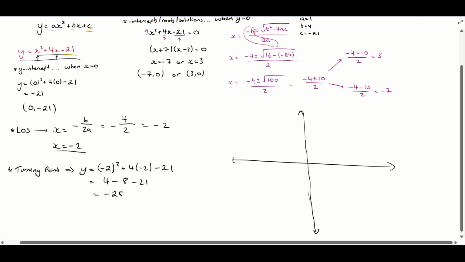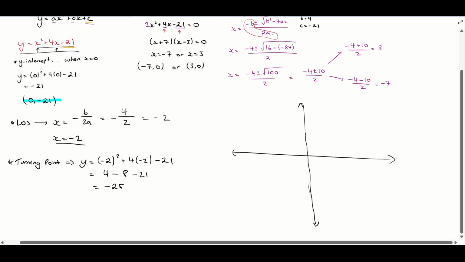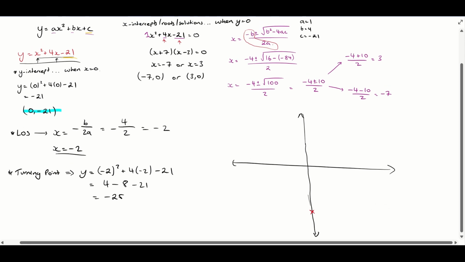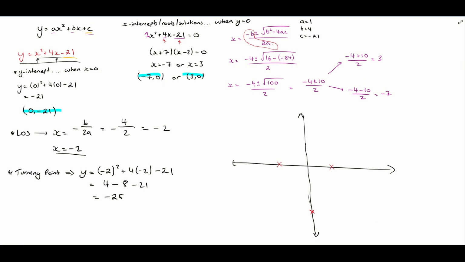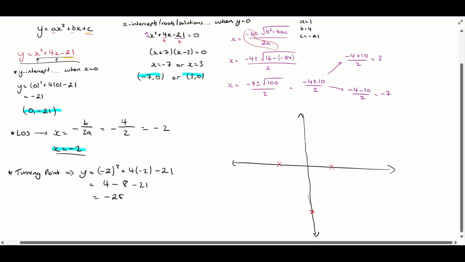So where is our y-intercept? Well, we worked that out over here to be at 0, minus 21. So that's going to be just down here, about there, right? And then our x-intercepts, we worked out to be at minus 7 and 3. So minus 7 might be over here, and 3 might be just there. This isn't to scale, right? It's just a sketch. If you had some graph paper, it'd be a little bit more accurate. And then our line of symmetry was at minus 2. So if I just pop that in, x is minus 2 is our line of symmetry. So maybe that just comes down here like that.